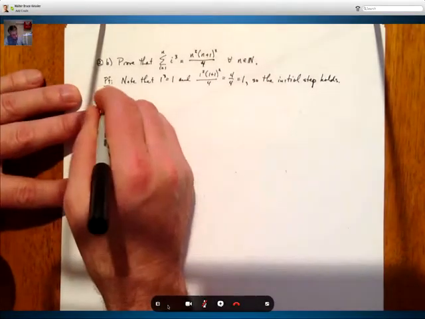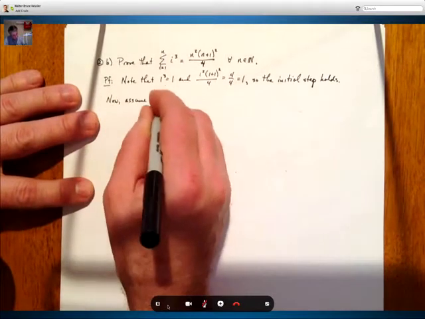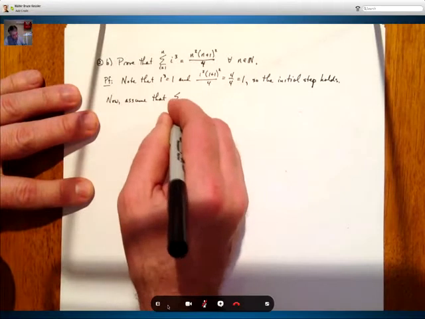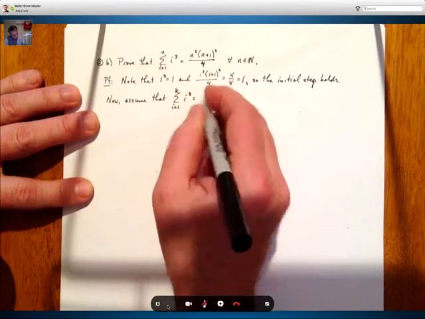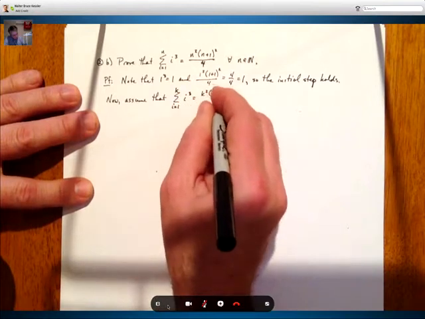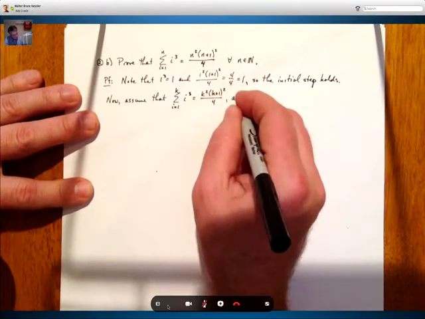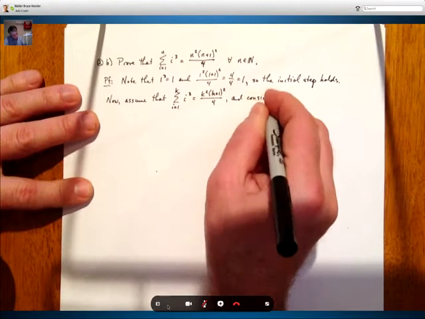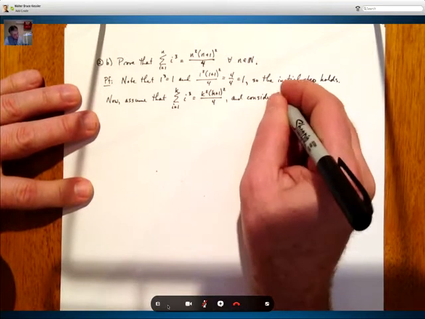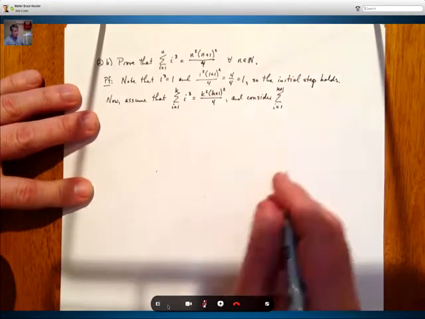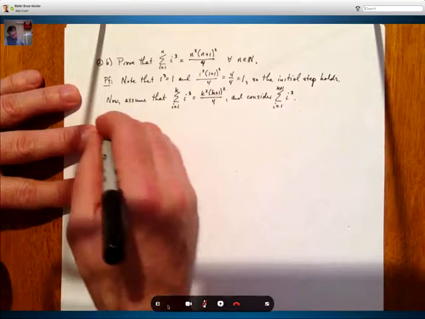Okay? Now, we want to assume that this formula holds for k and then show that it must then work for k plus 1. So now assume that if we add up the cubes from 1 to k, that gives us k squared, k plus 1 squared over 4. And let's consider the sum with an additional term at the end, where we add the cubes up to k plus 1 cubed. Okay?